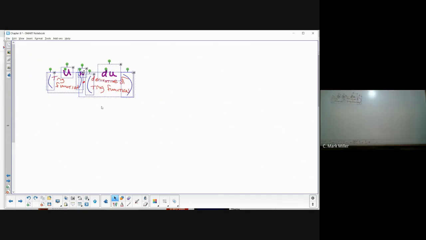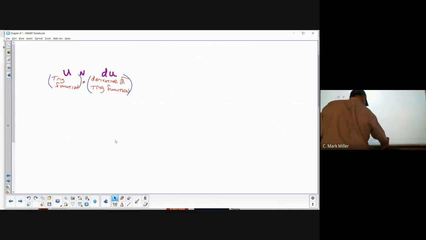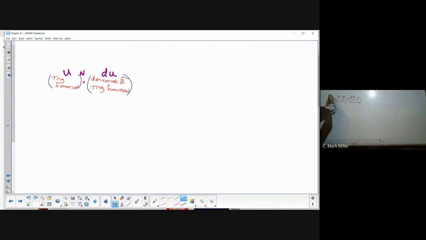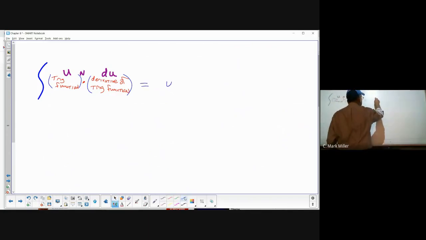Suppose you have that. And suppose this is your integral. Well, integral of u du, here. The integral of u to a power du equals u to the next higher power divided by that next higher power, plus c.